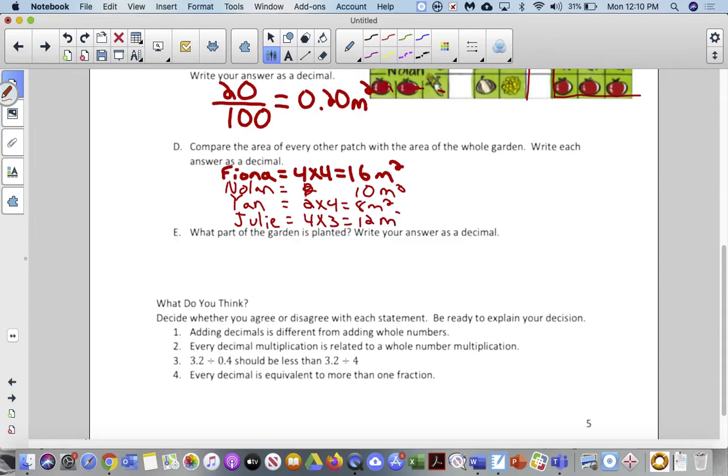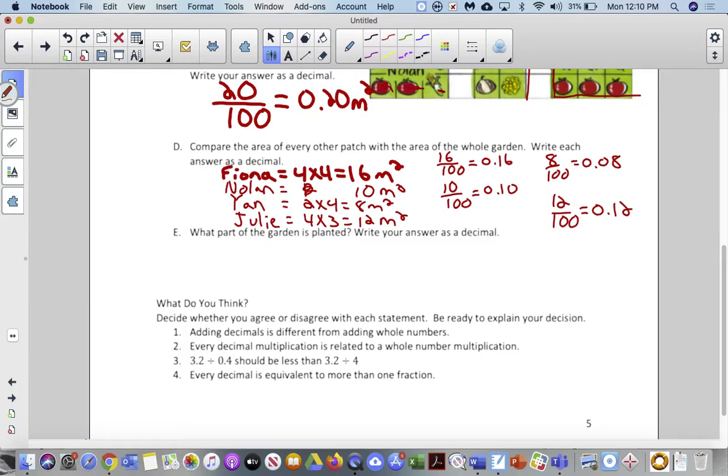12 meters squared. So if I wrote each one as a decimal, that would be 16 over 100, which would be 0.16. 10 out of 100, which would be 0.10. That would be 8 out of 100, which would be 0.08. And 12 out of 100, which would be 0.12.